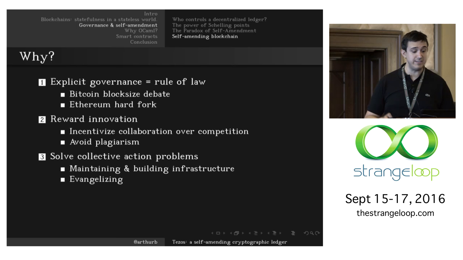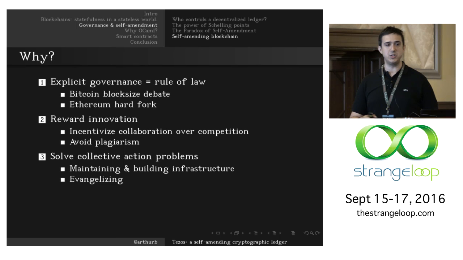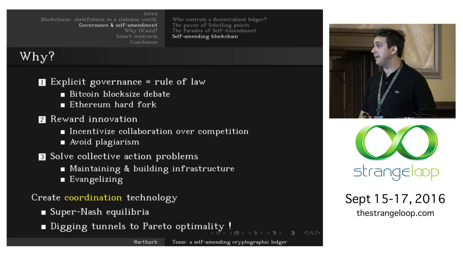Maintaining and building infrastructure for the blockchain, evangelizing for it. In general, when people look at blockchains, a lot of people have looked at them as the new database, and they're really not databases. They're not about data, they're about coordination. And I think that's what they are, they're coordination technology.